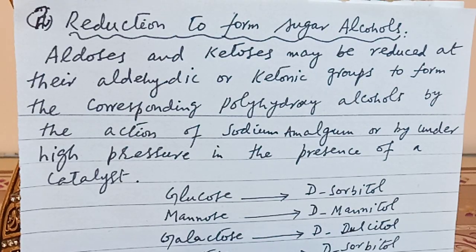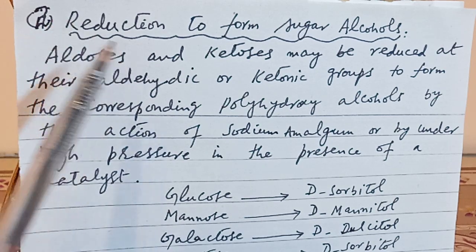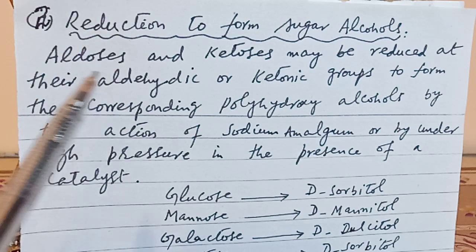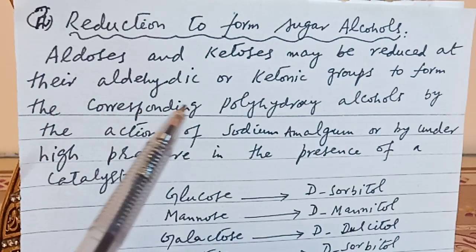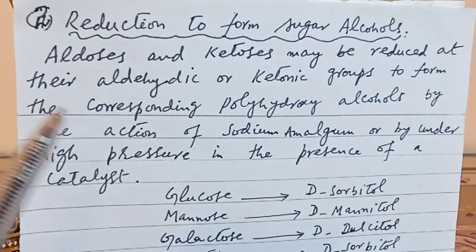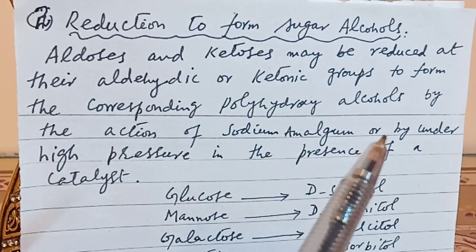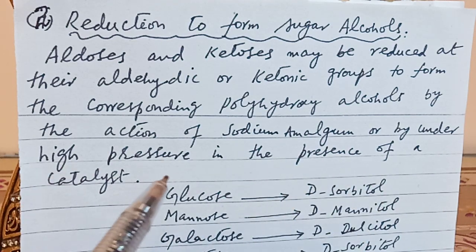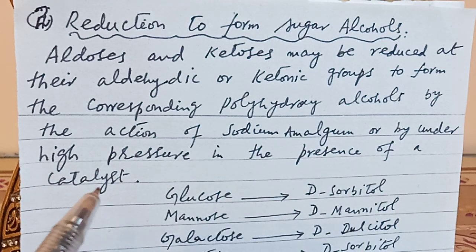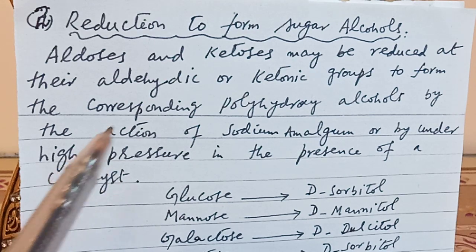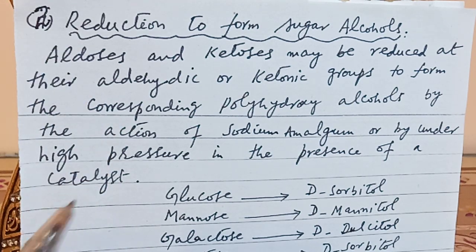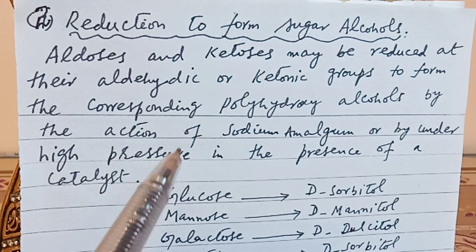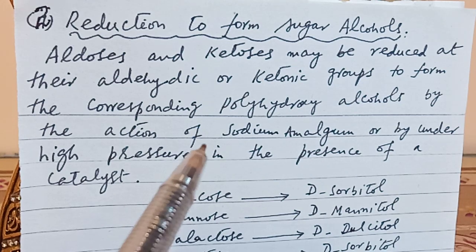Now the second monosaccharide reaction, reduction to form sugar alcohols. Aldoses and ketoses may be reduced at their aldehyde or ketonic groups to form the corresponding polyhydroxy alcohols by the action of sodium amalgam or hydrogen under high pressure in the presence of a catalyst, right? So the reduction process is carried out in the presence of a catalyst, right?